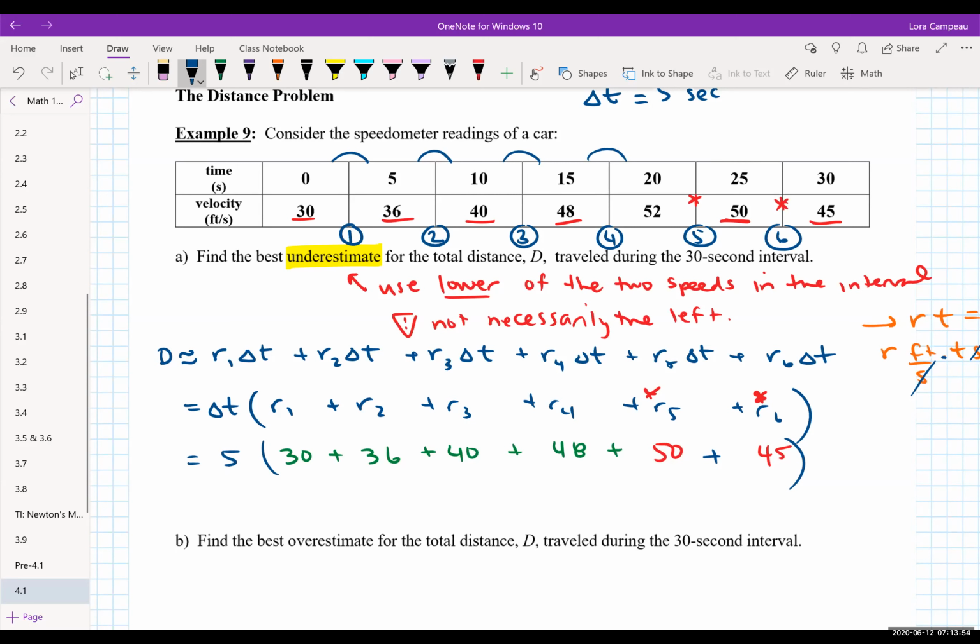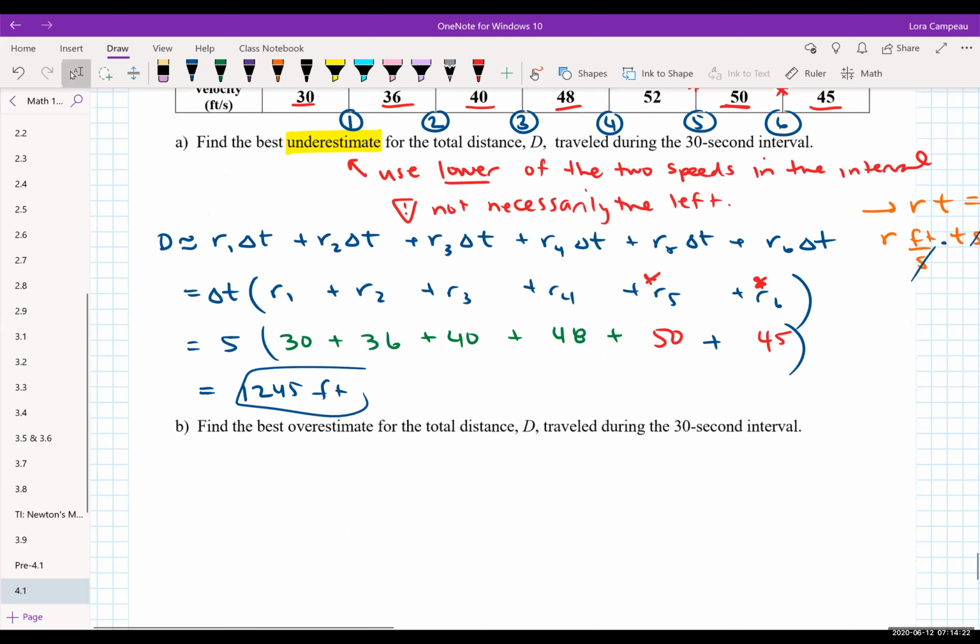I don't believe there's approximation needed, so feel free to use your TI. Those I'll just enter in directly. Yeah, we can probably add them up by hand, but we have gone through about 10 examples already. I'm getting 1,245 feet. That is my estimate of my total distance. And guess what? What do they want us to do now? Let's change it up again and find the best overestimate.